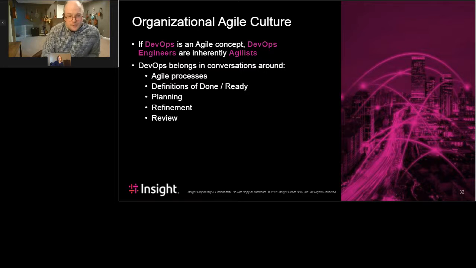Everybody on the Scrum team is an Agilist, obviously, but also DevOps engineers. And so for that reason, DevOps belongs in these kind of conversations that we're having around Agile, around our Agile processes, around our definitions of done and ready, or our planning, refinement, reviews, or whatever else we have. I mean, DevOps is Agile. It's part of Agile. So we should be acknowledging it in all of our Agile conversations, and vice versa. When we're talking about DevOps, Agile belongs there as well.